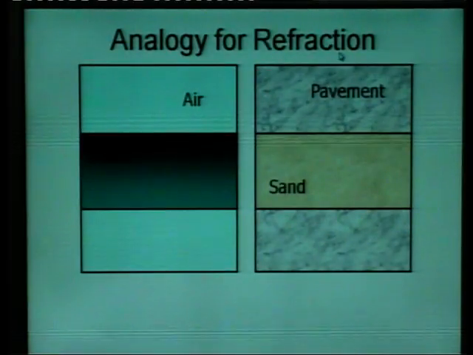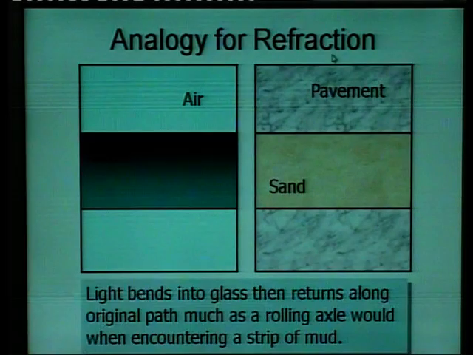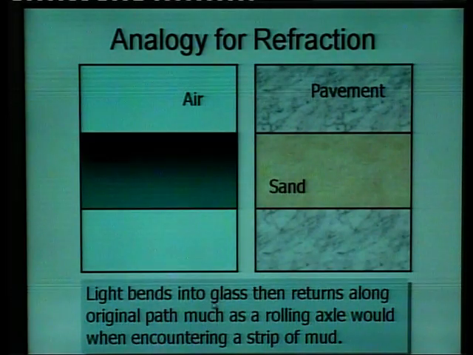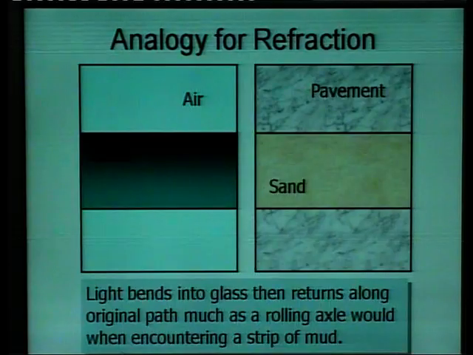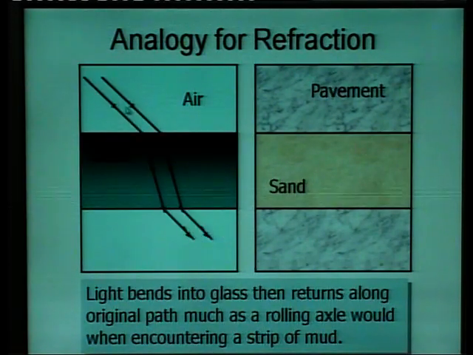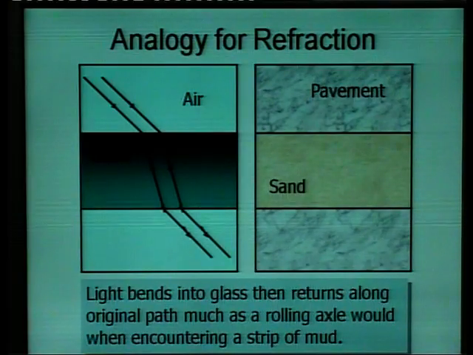So you can compare this refraction. Here an analogy for refraction is shown. Just see here. Light bends into glass, then returns along the original path, much as a rolling axle would when encountering a strip of mud. So just see what is happening. Light came from air, went into glass, the path bent, again it comes into air, so it follows the original path, or it returns along the original path. So the same thing happens with the rolling axle.